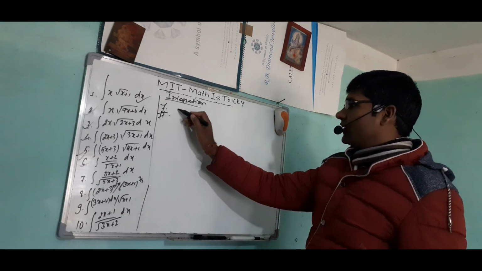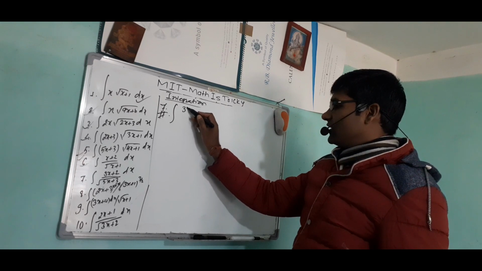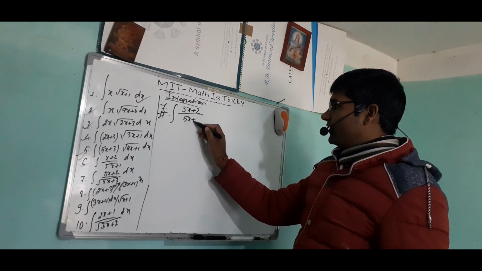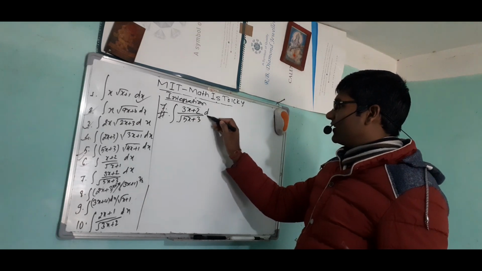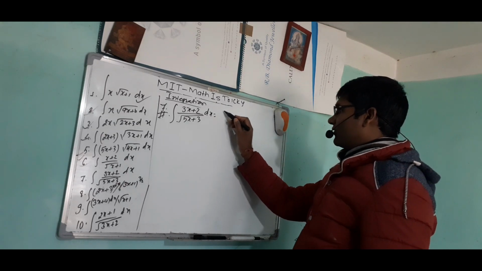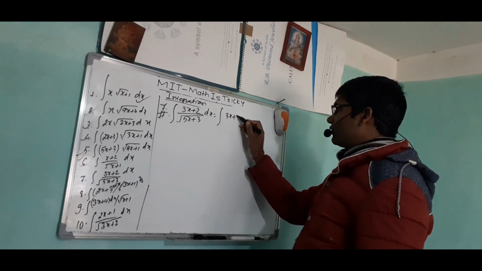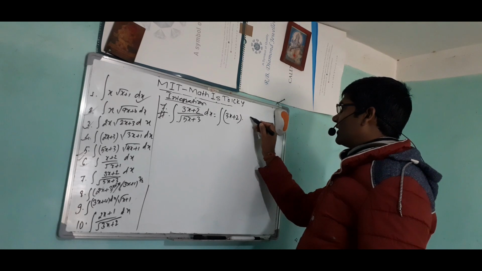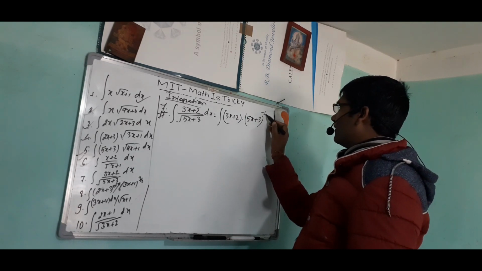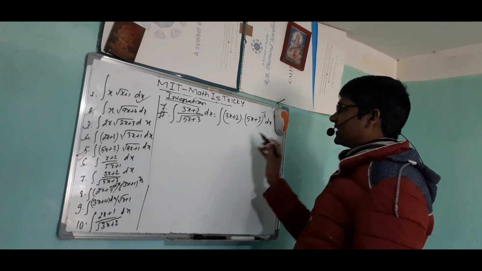Question number 7 is (3x+2) divided by the square root of (5x+3). So no worry, this can also be solved. Let's solve together. Just write first (3x+2) times (5x+3), bring this in the numerator, so its power will be minus 1/2, dx.